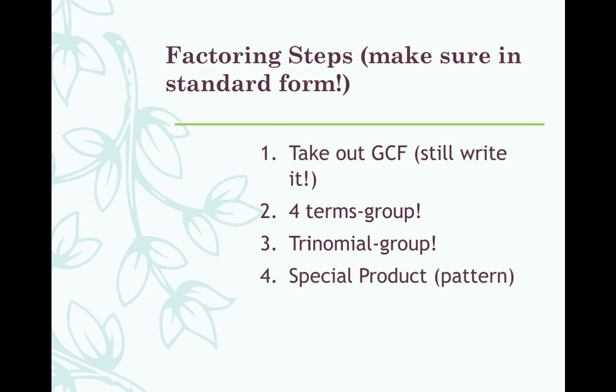And lastly, is it a special product? So is it just 2 terms? Can it be a difference of squares? Can we use that pattern? If so, use that. So if it's 4 terms, factor by grouping. If it's a trinomial, you're going to use your trinomial method. And if it's a 2-term special product, difference of squares, then you can use that method.